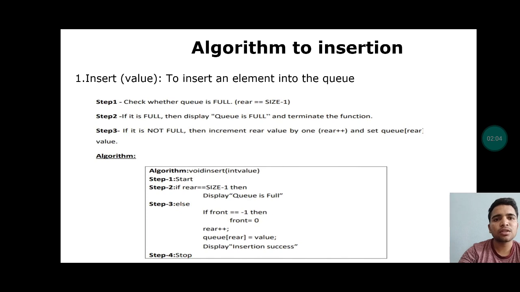Algorithm: void insert(int value). First start. If rear equals size minus 1, then display queue is full. Else, if front equals minus 1, then front equals 0, and rear plus plus. Queue of rear equals value, display insertion success and stop.